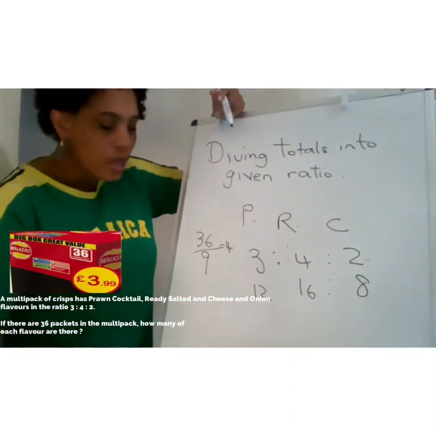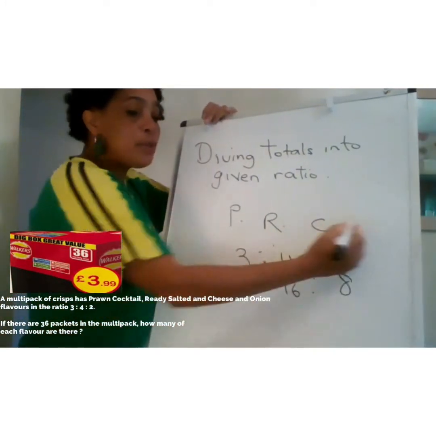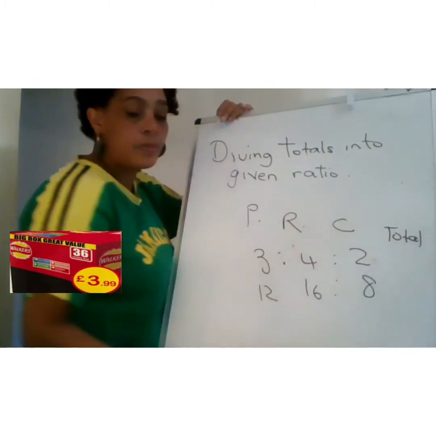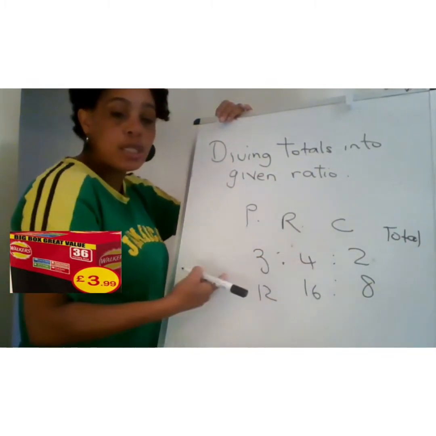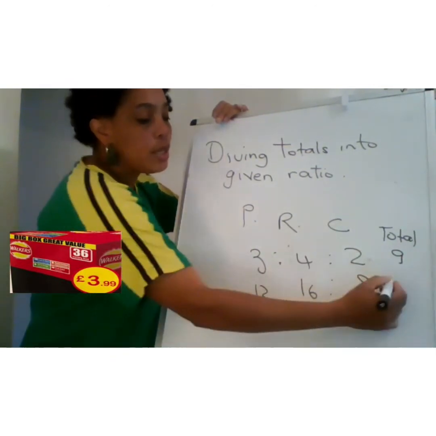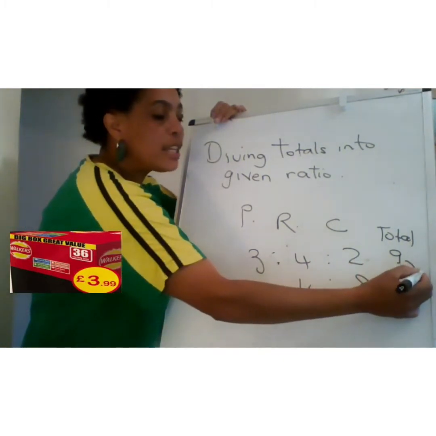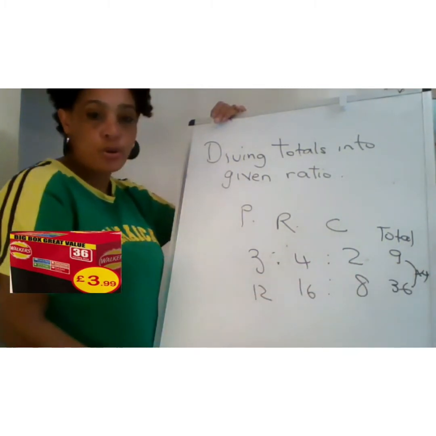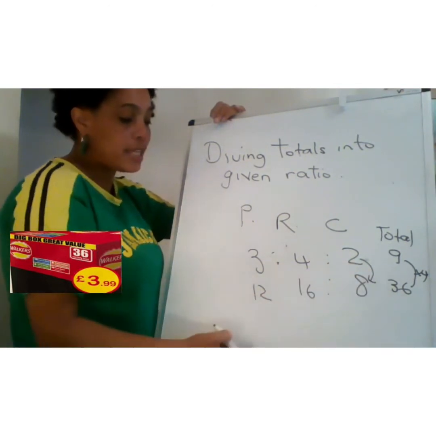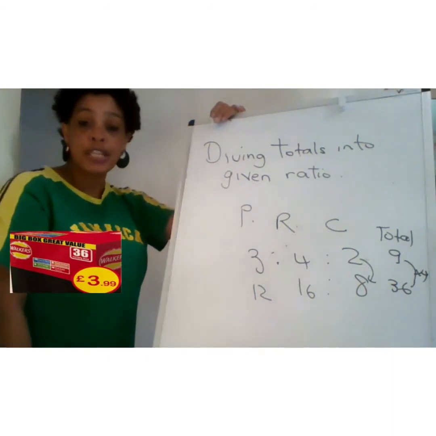Now, if I want to put that in a table, it's basically the same thing. I'm just putting in the word total here. I know in total there are 9 parts. And I know in total there are 36 crisps. What do I do from 9 to get to 36? Times by 4. So I do the same thing with this, times it by 4, I get 8. Times that by 4, I get 16. Times that by 4, I get 12.